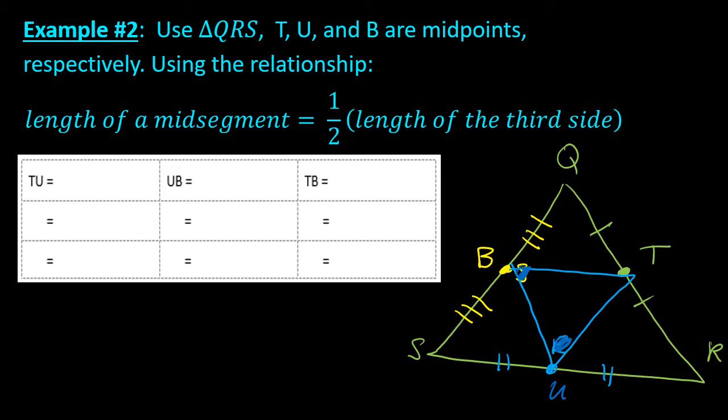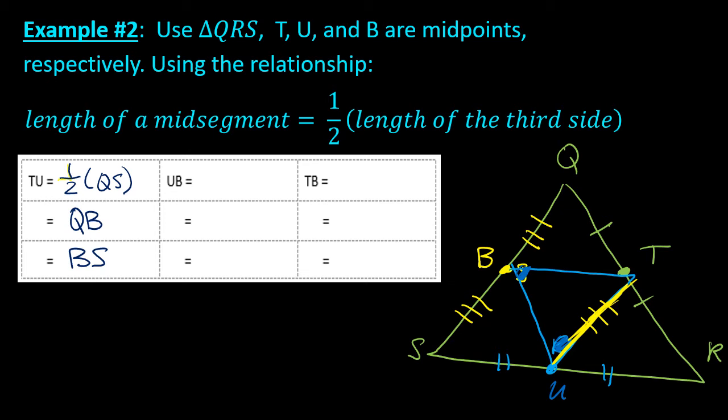So it says that TU, if I look at this side right here, TU is going to be half the length of side QS, but TU is also going to be equal to QB, and it's going to be equal to BS, because all of these triangles are basically congruent. So you're going to have a set of 4 congruent triangles in here.